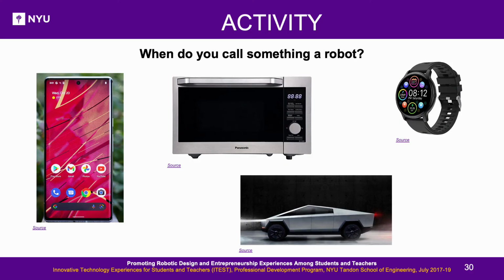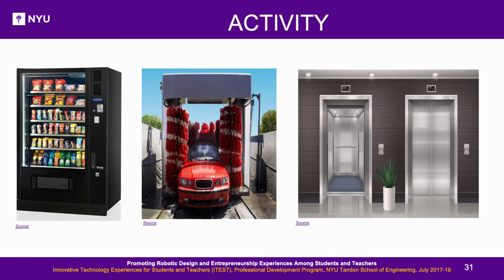Now that we have seen multiple robots, let us do an activity. When do you call something a robot? On the screen we can see a smartphone, a microwave, a smartwatch and an autonomous cyber truck. Here we can see a vending machine, a car washer and an elevator. When do you call something a robot?